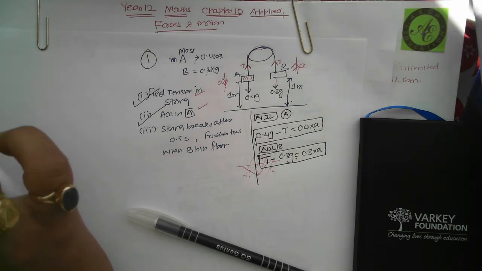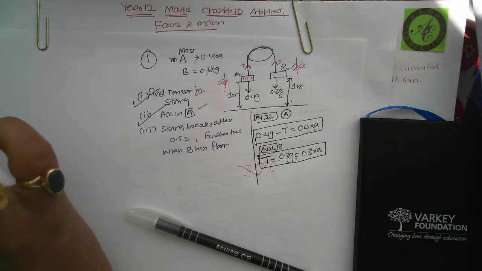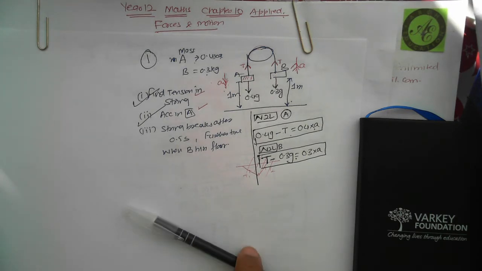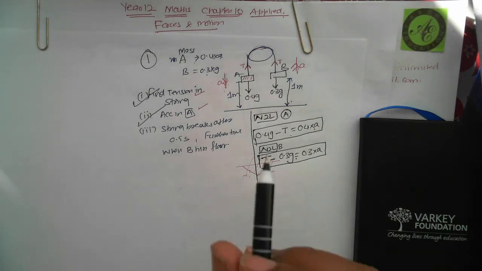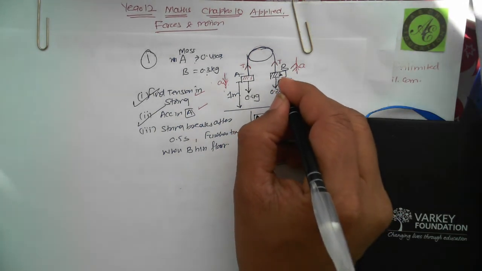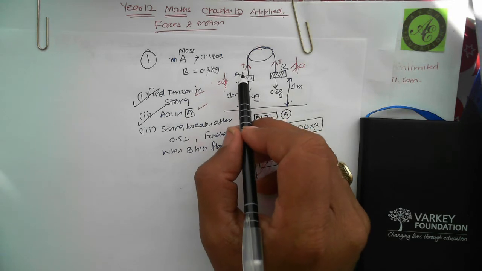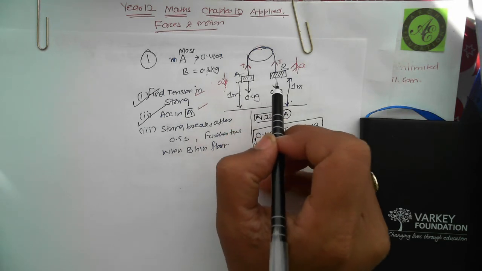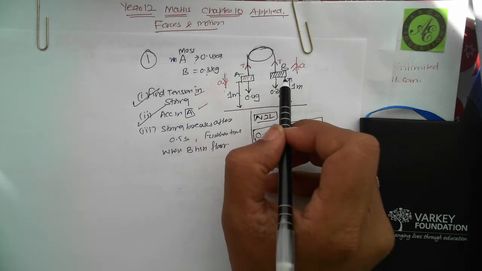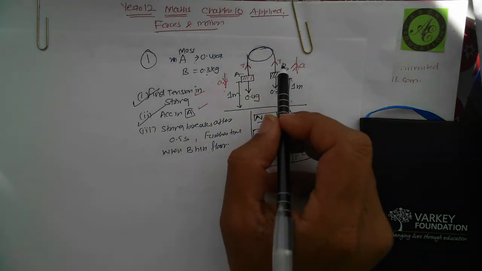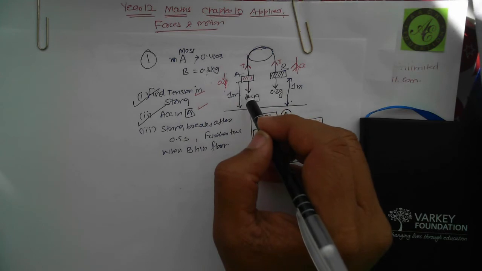Okay, find the further time that elapses until B hits the floor. Now, it's really important you understand the situation. What's going to happen for 0.5 seconds is that B is going to be moving up and A is going to be moving down. So B will be at a slightly higher position than 1 meter from the ground, and A will be closer to 1 meter towards the ground.